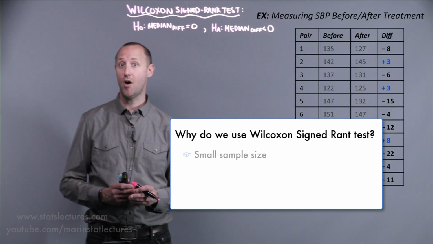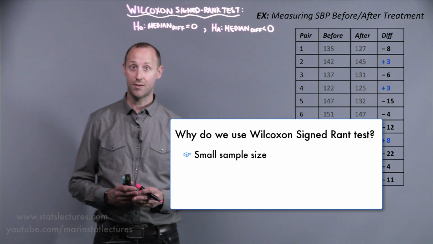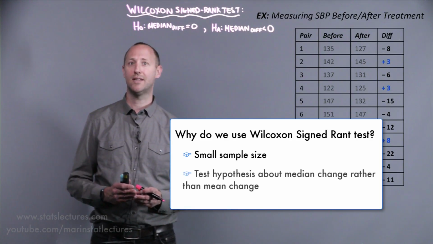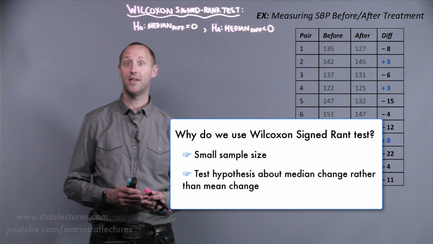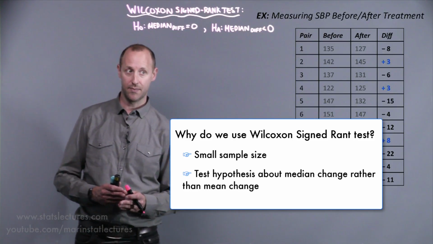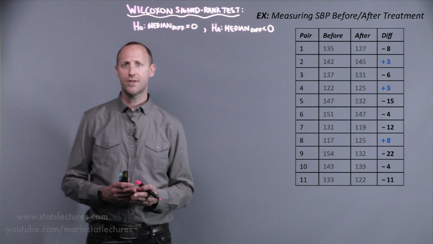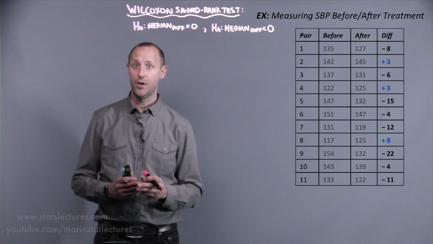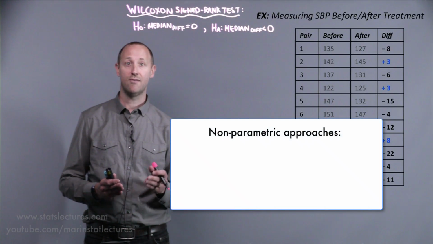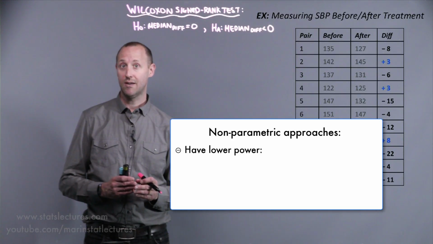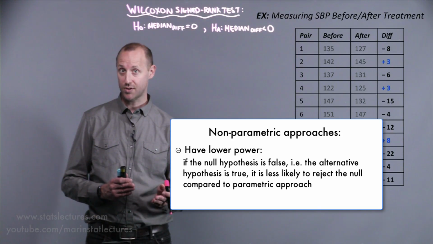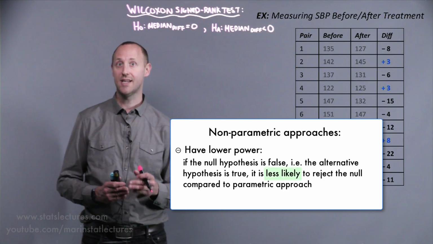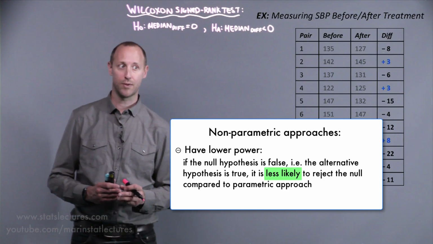If we have a small sample size, and we can't work with a parametric approach, that's one reason. Or if we'd like to test the hypothesis about the median change rather than the mean. So just a reminder of parametric versus non-parametric approaches. Non-parametric approaches tend to have lower power, meaning if the null hypothesis is false or the alternative hypothesis is true, the non-parametric approach is less likely to conclude that than the parametric approach.